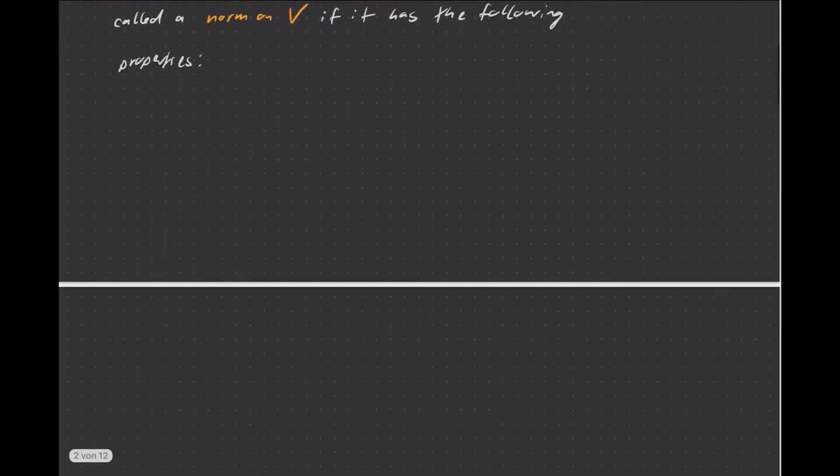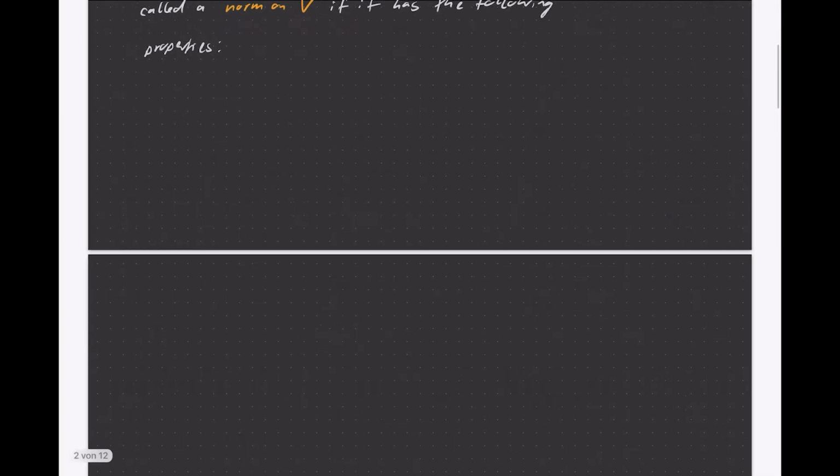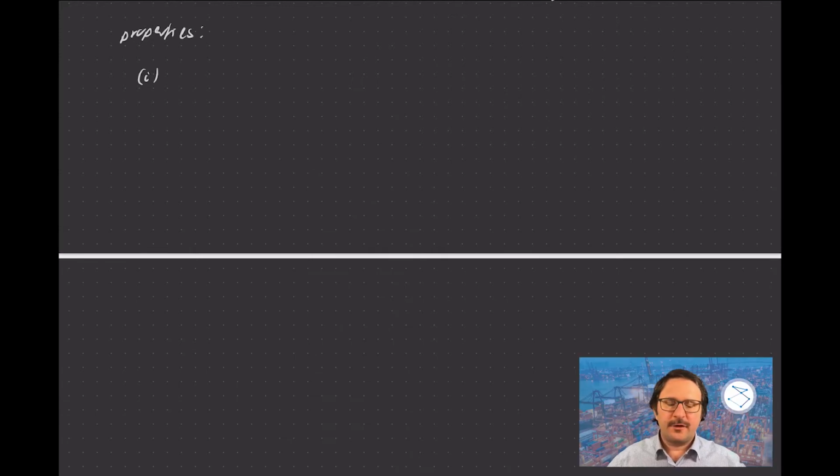Now, what properties do we want a meaningful length measure to have? The first is, of course, the length of anything should never be negative. So we only want non-negative numbers. And furthermore, the length of the zero vector should be zero, but only of that one. So any vector that's not the zero vector should have a strictly positive length. So that's the first property we want.